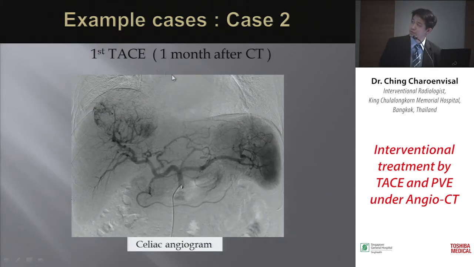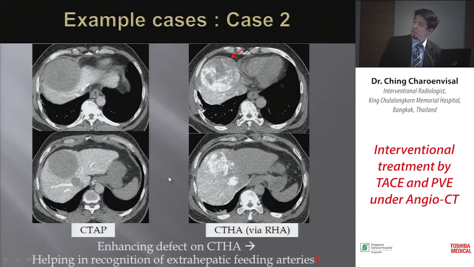We do the first TACE. One month after TACE, this is a celiac angiogram. Maybe the large HCC is here, and the small one is here. Then we do the CTAP and the CTHA. You can see that we can see the tumor clearly. This is a large HCC, and this is a small one, and on the CTHA, this is a small one.